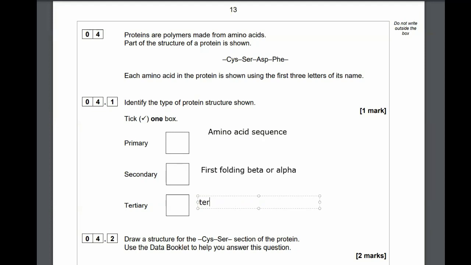Or 3D structure. Okay, you can see there what we're shown is a linear line of amino acids. It is the amino acid sequence, the sequence or order of the different amino acids. And that's the first answer, the primary structure.